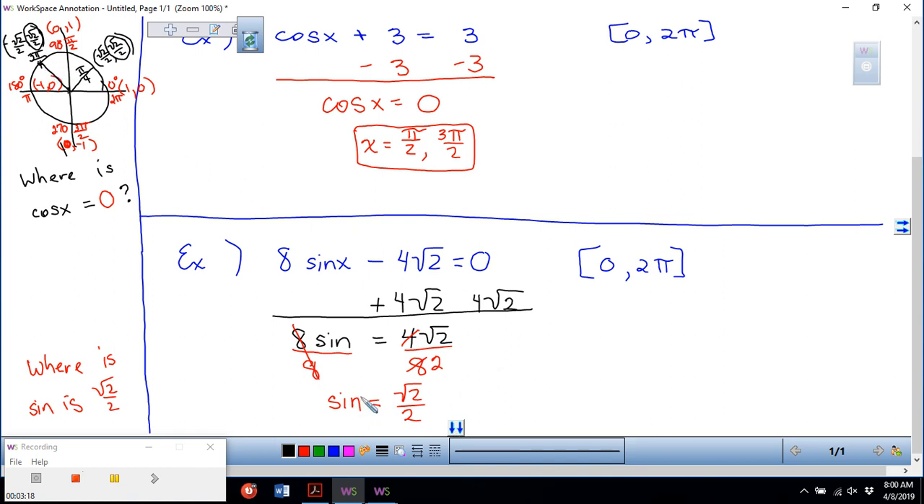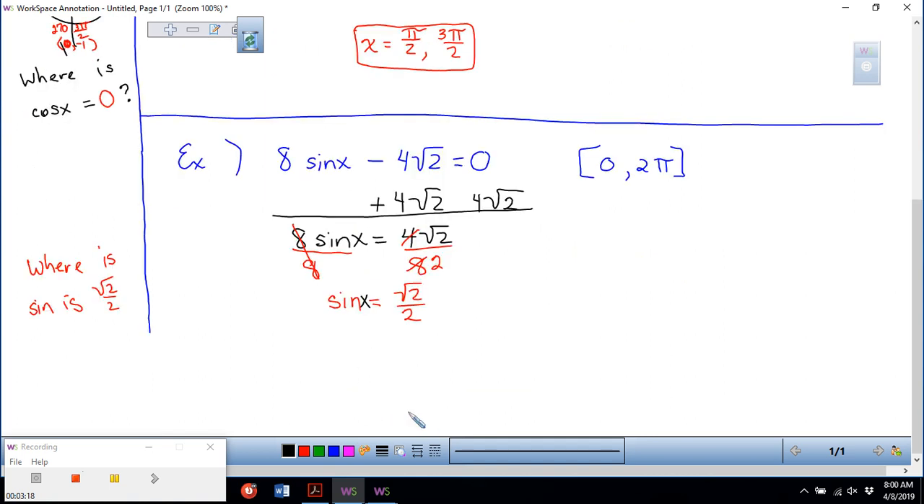So I seem to have lost my x here. So x is equal to pi over 4 and 3 pi over 4. Go ahead and pause, finish copying down this example, and we'll move on to a factoring or square root type of problem.